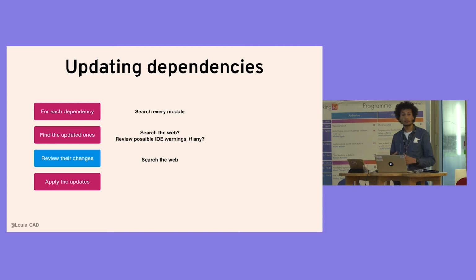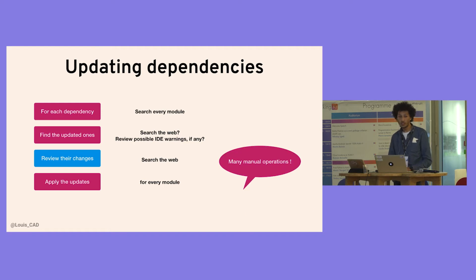So if you have, like me, 55 modules in your Gradle project, that means that you will have to find all the build.gradle or build.gradle.kts files and apply the updates if you use one dependency in multiple modules. So we need to review a lot of things for every dependency. So that's many manual operations. And you have to do it for every project you maintain.